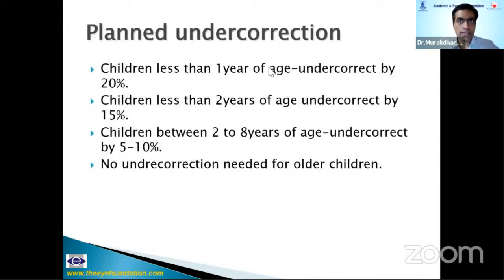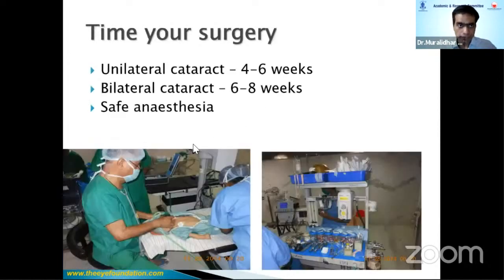So for children less than a year of age, this is the suggested undercorrection. A simple formula to remember is 7 minus age would be the anticipated refractive error. But this is only a general guide. For example, if the child is mentally retarded, would not use the glass or is poorly compliant to glass, or the fellow eye is myopic, then the undercorrection would be a little less.